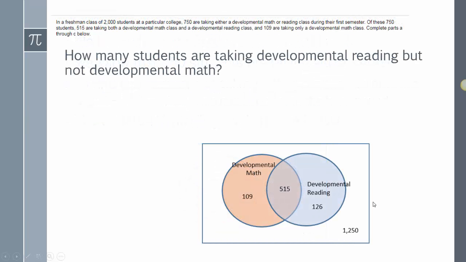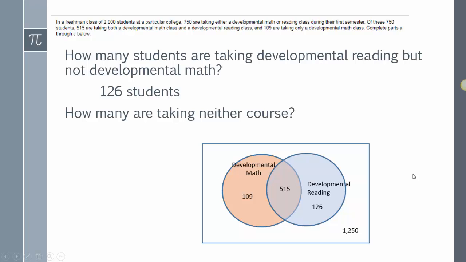How many students are taking developmental reading but not developmental math? 126. How many are taking neither course? 1,250.